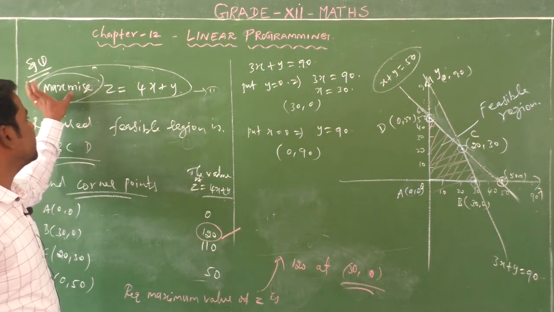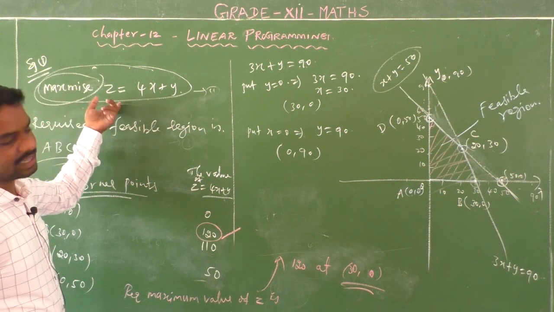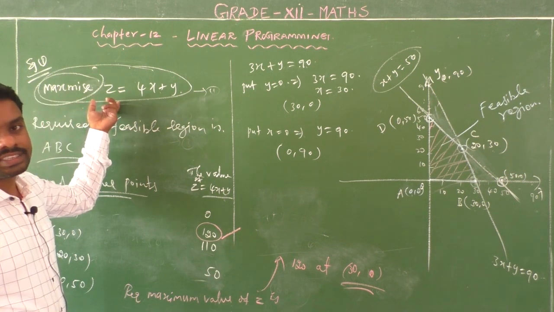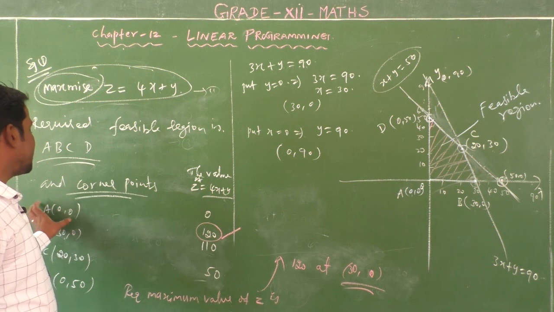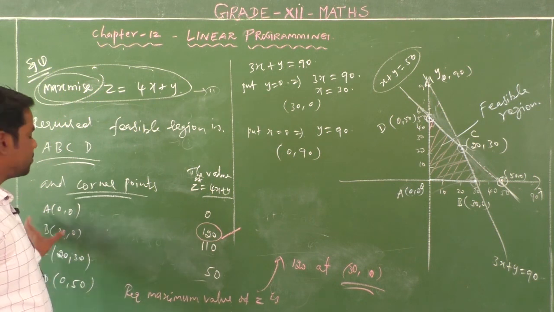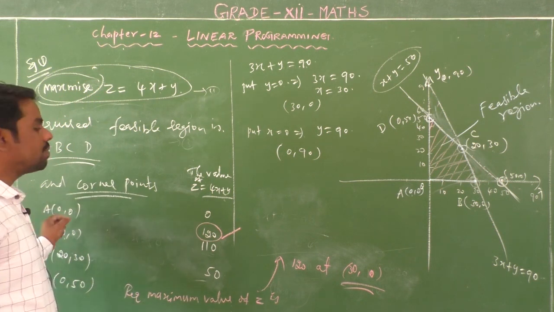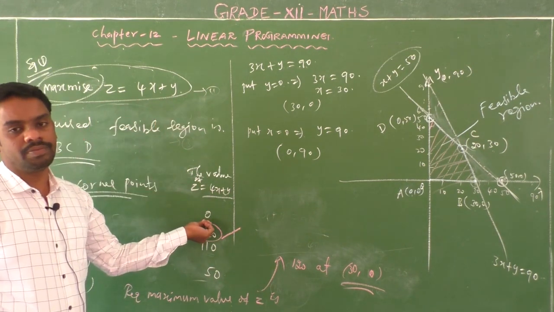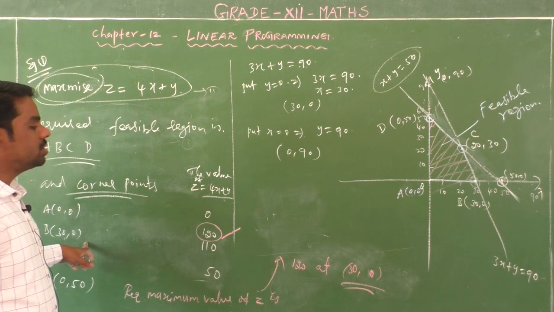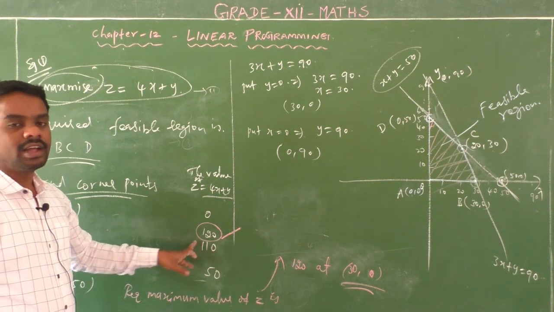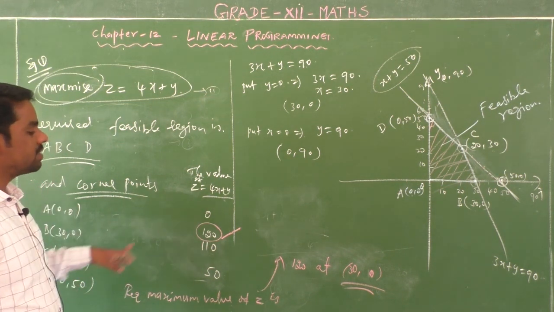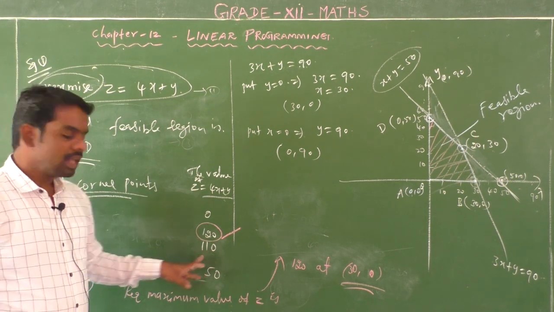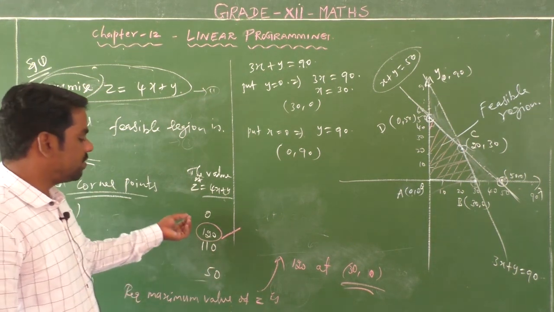So the required answer is we need the maximum of z. So find the value of z at the corner points A, B, C and D. Substitute these corner points in z equals 4x plus y. A is 0 comma 0, so z is 0. The second point, 30 comma 0, gives z equal to 120. The third corner point, 20 comma 30, gives z equal to 110. And the fourth, 0 comma 50, gives z equal to 50.